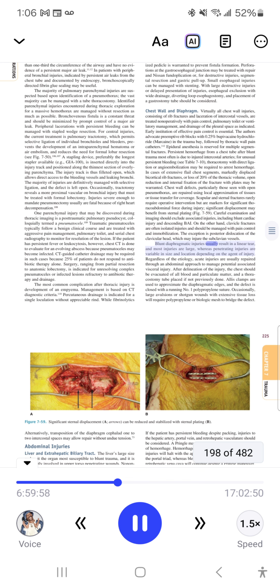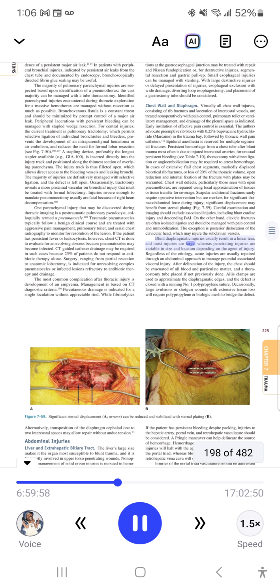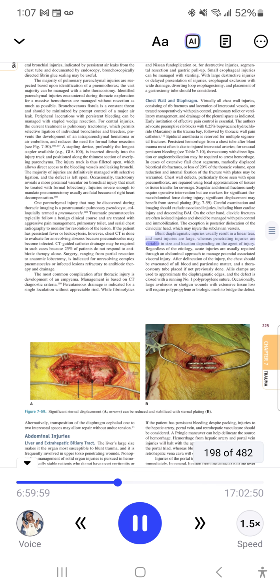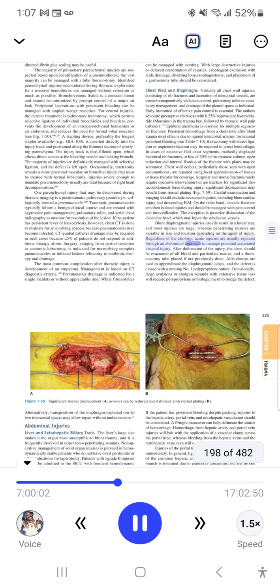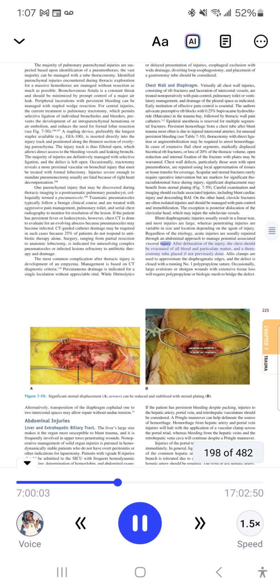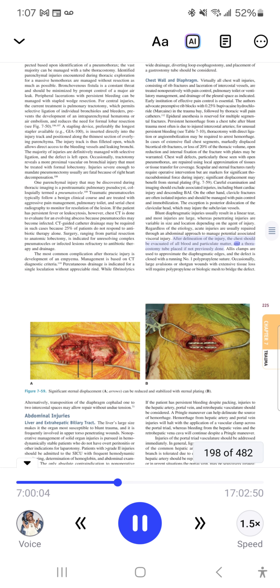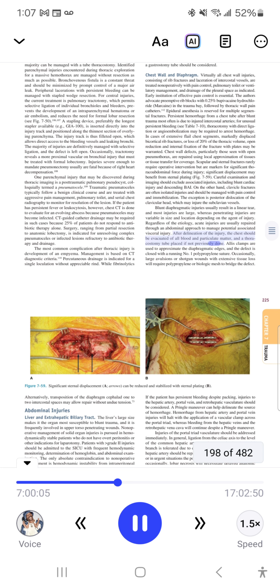Blunt diaphragmatic injuries usually result in a linear tear, and most injuries are large, whereas penetrating injuries are variable in size and location depending on the agent of injury. Regardless of the etiology, acute injuries are usually repaired through an abdominal approach to manage potential associated visceral injury. After delineation of the injury, the chest should be evacuated of all blood and particulate matter, and a thoracostomy tube placed if not previously done.